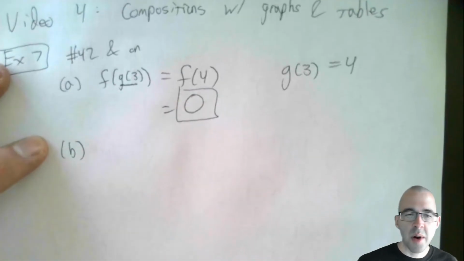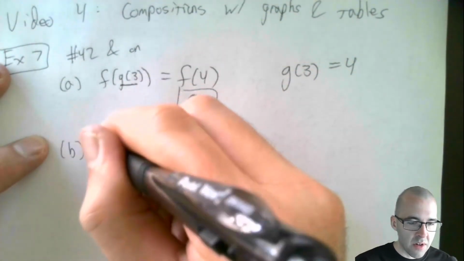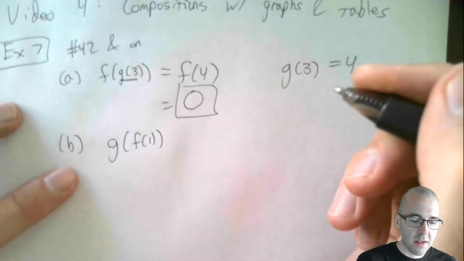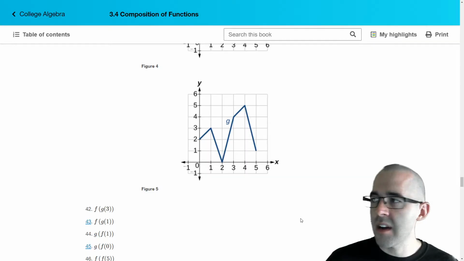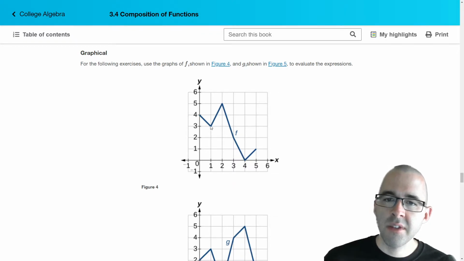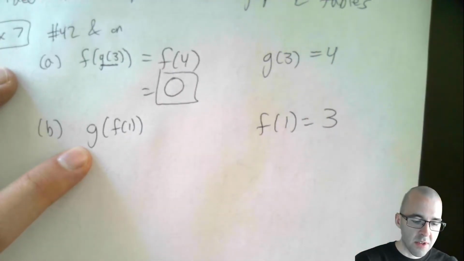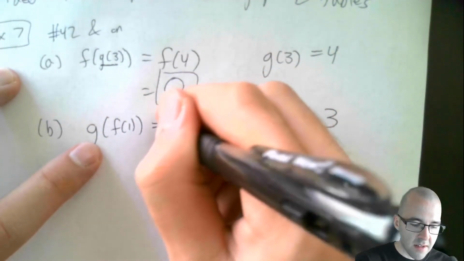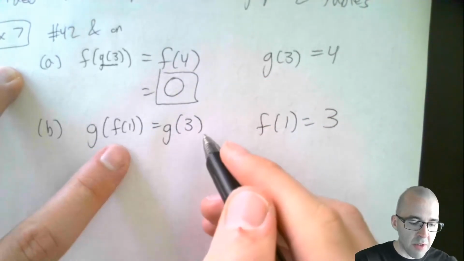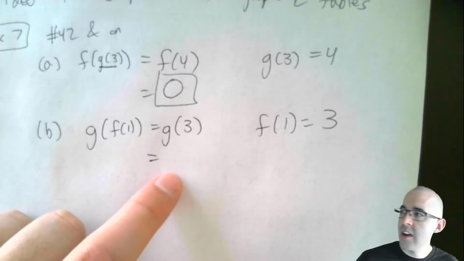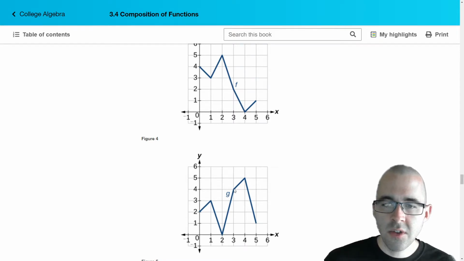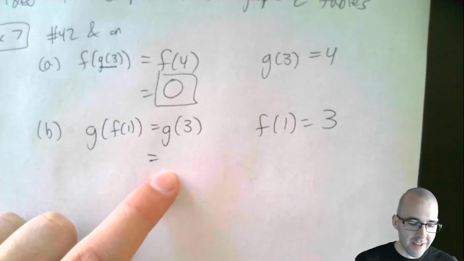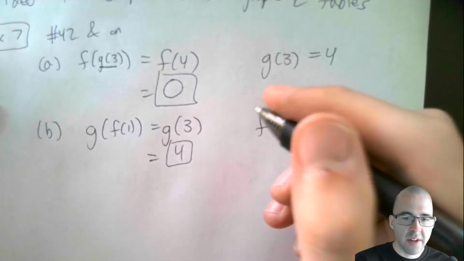So for part B, I'm just going to do 44. That's g of f of 1. So again, first things first, we need to find out what is f of 1. So we just go to the graph. When x is 1, what is f? 3. The y value is 3 here. So it's equal to 3. So replace it. f of 1 is 3. Instead of writing f of 1, we're just going to write 3. All that's left to do is find out what g of 3 is. When x is 3, g is 4. We just did that. So g of f of 1 is 4.